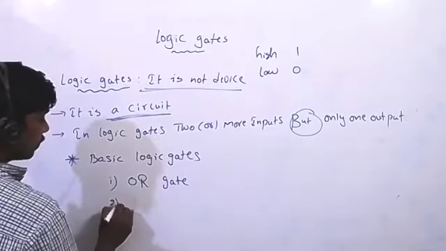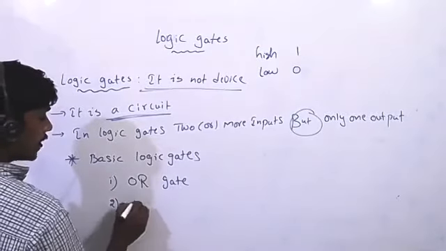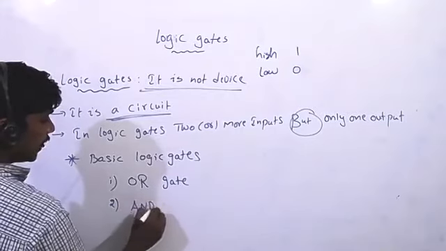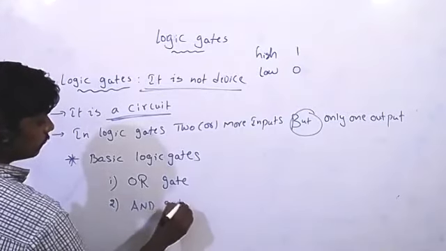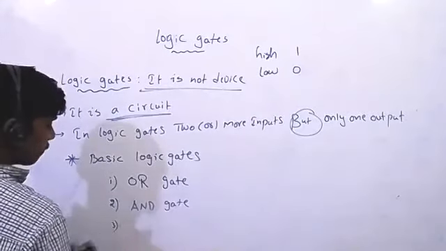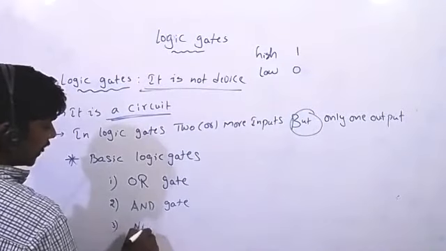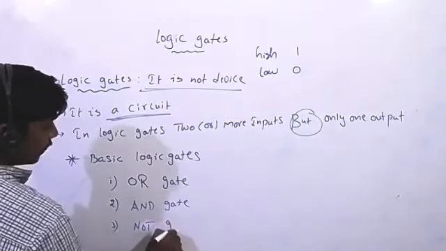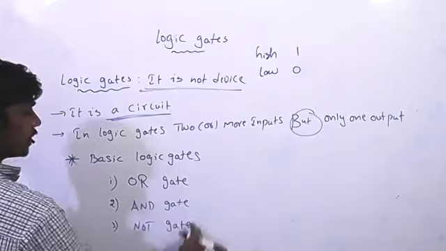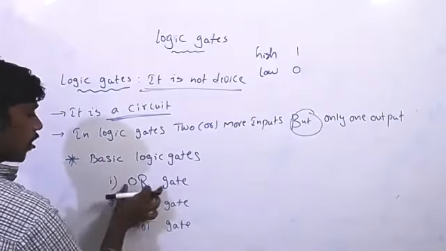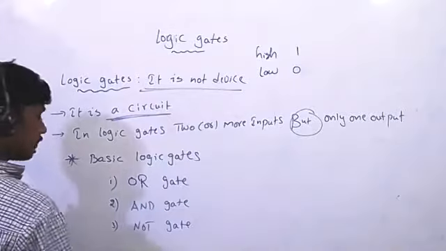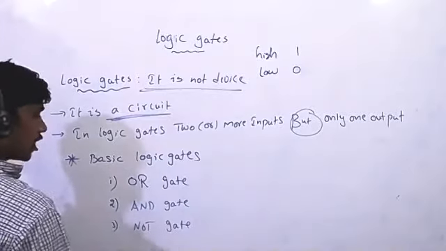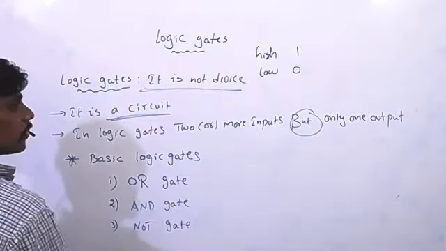And the second one is the AND gate. And the third one will be the NOT gate. So there are three gates: one is the OR gate, the AND gate, and the NOT gate. About these three things we are going to discuss.